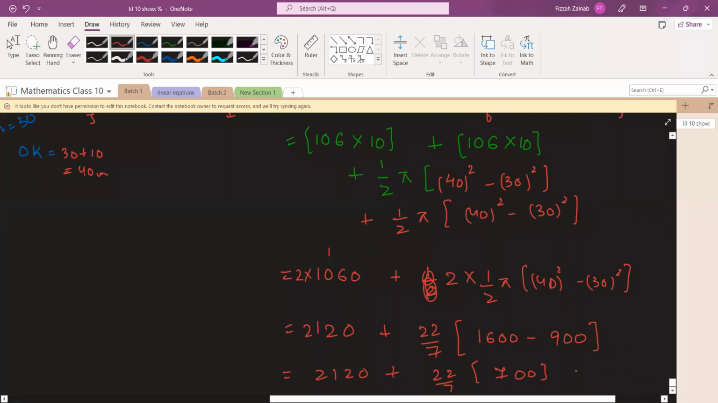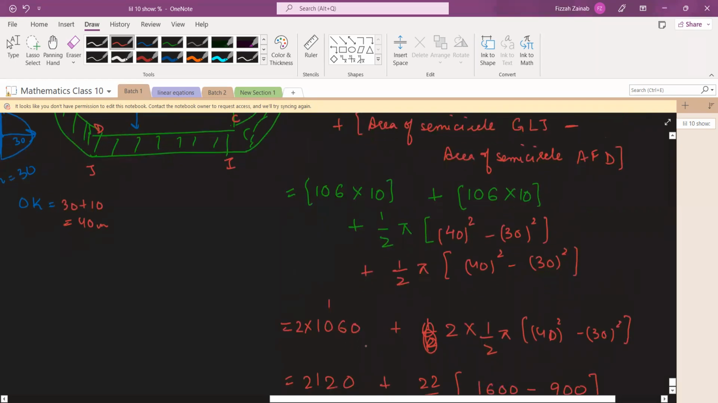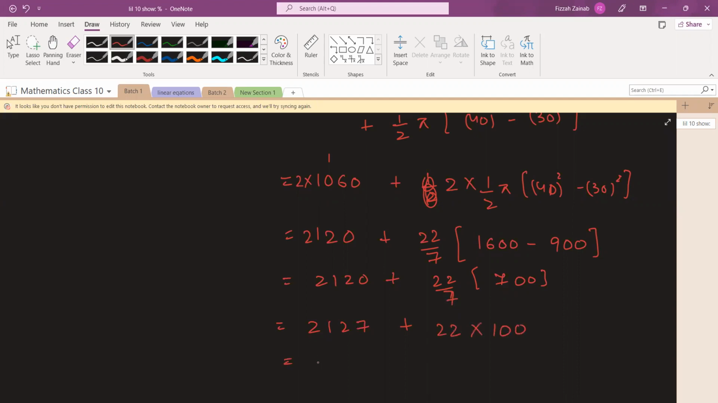Okay. So this will be divided by 7. 7 will cancel and become 100, right? Yes, so now I'm going to cancel it. So you have 22 into 100 only, right? So you have 2120 and then plus 2200 that you can add. So 0, 2, and then 3, 4. 4, 3, 2, 0 I'm getting.